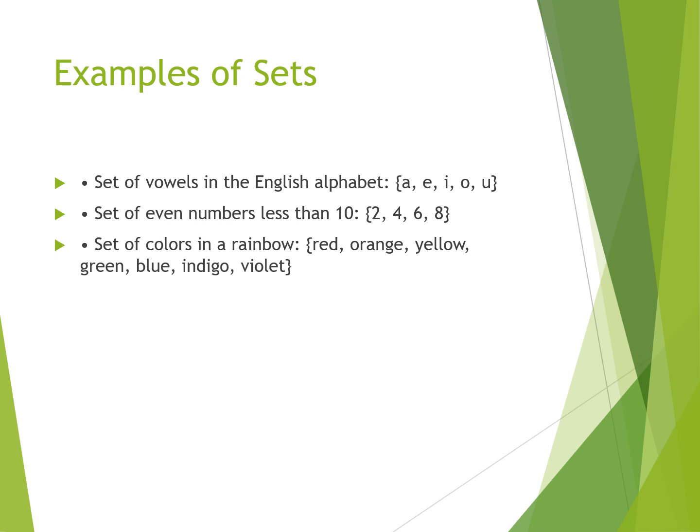Then set of colors in the rainbow. So you have red, orange, yellow, green, blue, indigo, violet. So now they are not just ordinary colors. What is binding them together? They are colors in the rainbow. So you cannot find pink here. You cannot find black here. These are also colors, but these are the set of colors in the rainbow. So that makes them distinct from other colors. That is why they are qualified to be called sets.